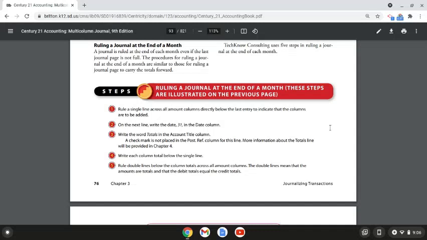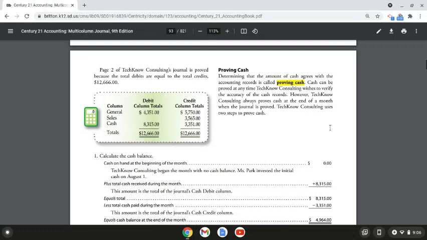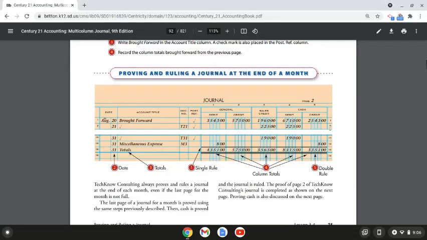Then we write each column total below the single line. And finally, we rule double lines below the column totals across all amount columns. And the double lines mean that the amounts are totals and that the debit totals equal the credit totals. So what I just explained for those steps is right up here, and I'll give you a moment to look at this as well.